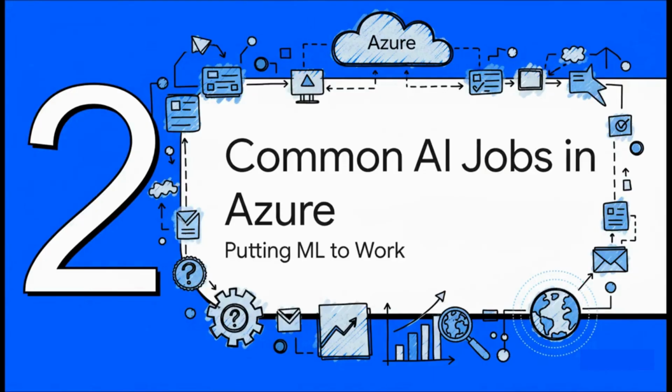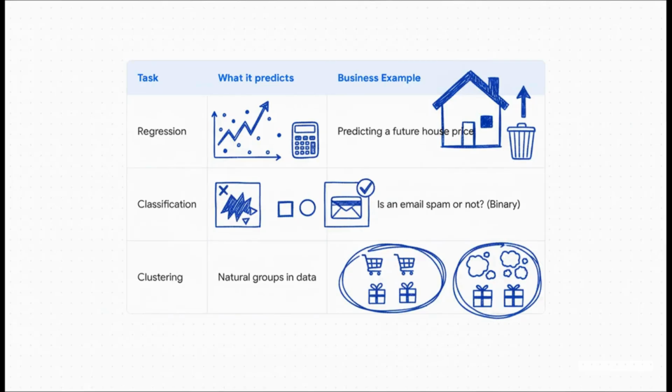So now that we've got the vocabulary down, let's talk about the practical side. How do we actually put this stuff to work to solve real problems using Azure's AI services? This table breaks down the 3 big machine learning jobs you'll see. First up, regression. Anytime you need to predict a specific number, like a future house price or next quarter's sales, that's a regression problem.